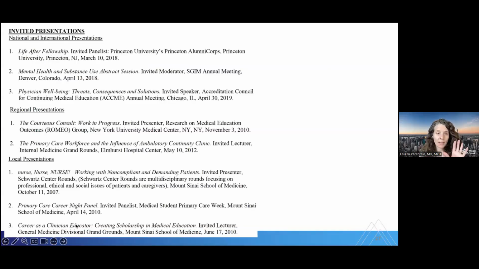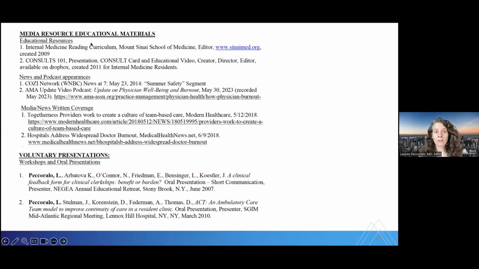And final example here. So this is just an example of how I categorized my presentations. So national, regional, and local. And then this is an example of media resource education materials. So, any web-based materials that you created, news and podcast appearances, written and news coverage, and then again, poster presentations.